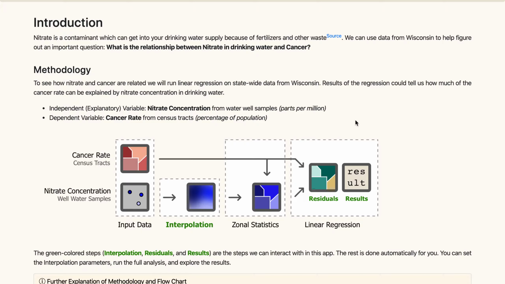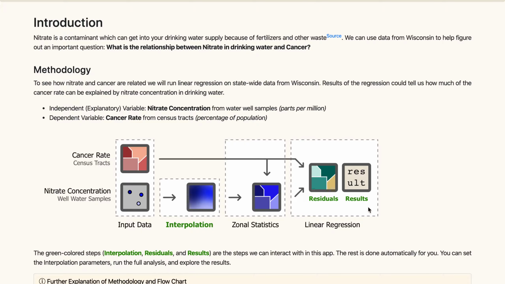Now, the end user doesn't need to know the full analysis that's happening. In fact, the only parts they interact with are these three parts highlighted in green: the interpolation, the residuals, and the results. But for posterity, I'll briefly explain the analysis. So we start with cancer rates in census tracts, as mentioned, and nitrate concentration in water well samples.